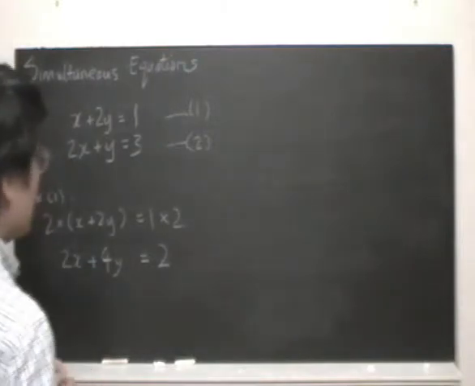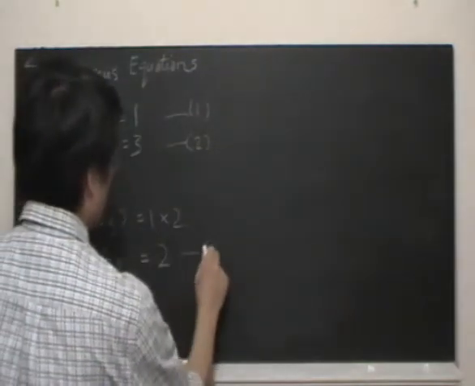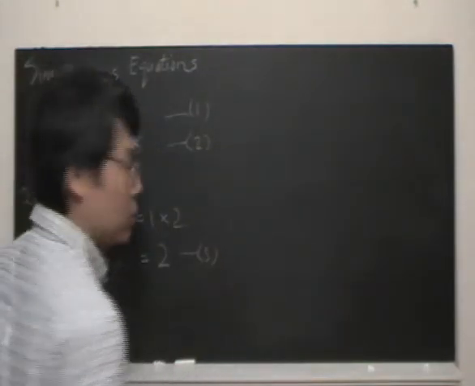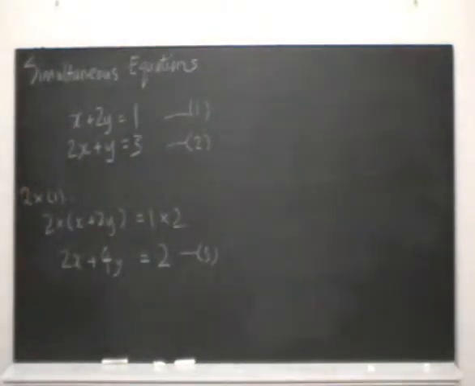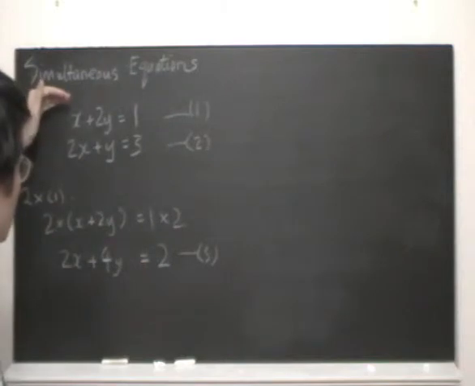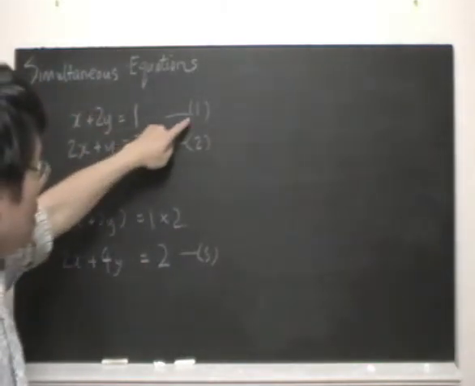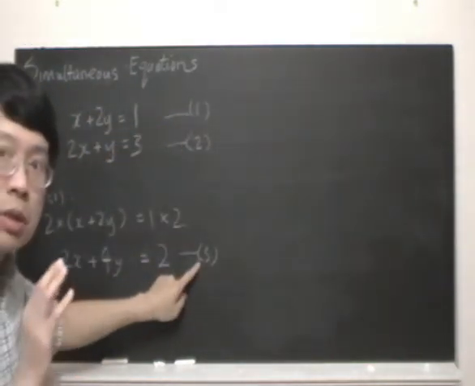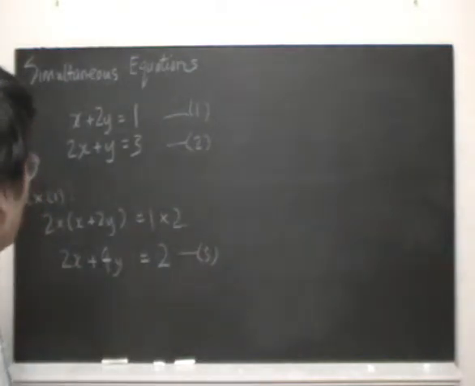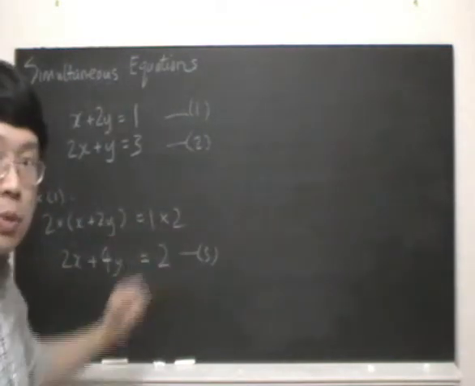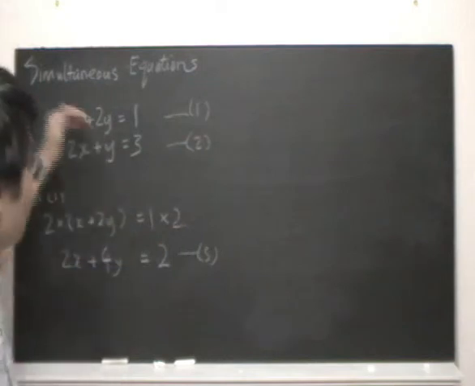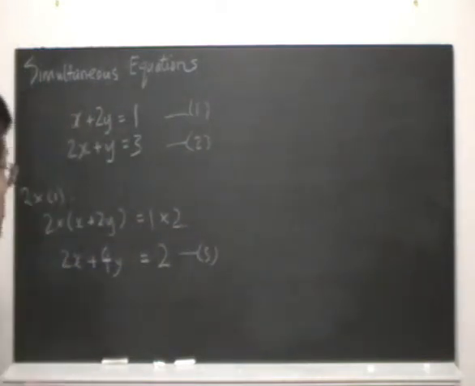I need to give this a name to keep track and to refer to it afterwards. So I have just turned equation number 1 into equation number 3 by multiplying both sides of equation 1 by 2. Next step.